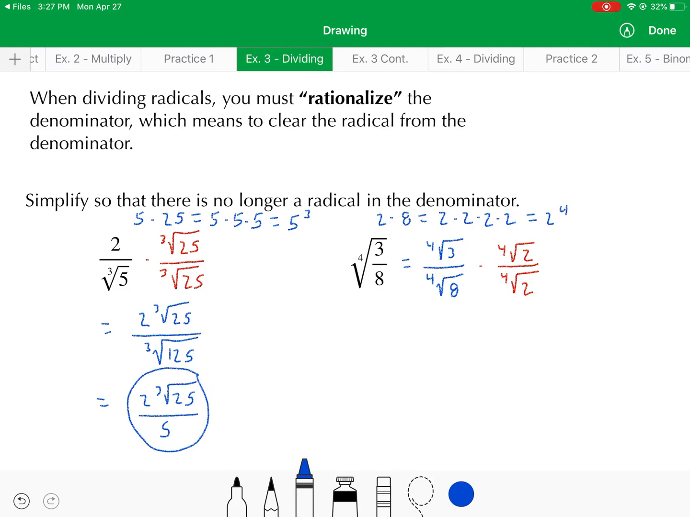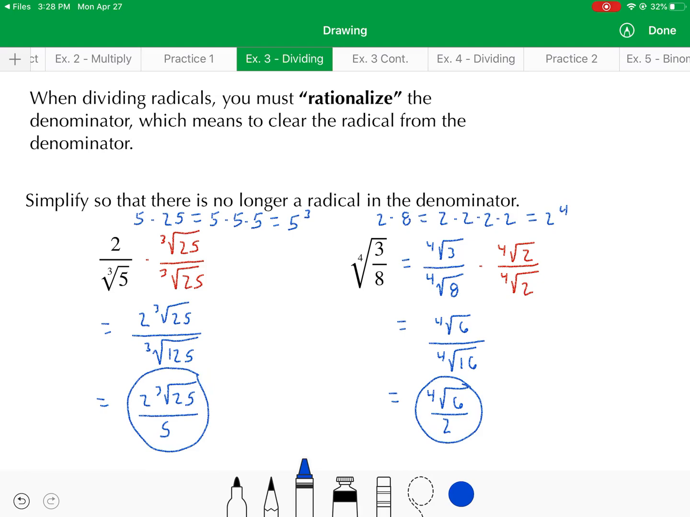Notice the index of the radical is 4. And that's going to clear then. All right, so multiplying 4th root of 3 times 4th root of 2, that'll give you 4th root of 6. Down below, 4th root of 8 times 4th root of 2, that'll give you 4th root of 16. Numerator will stay the same. Denominator will become 2. Now we are rationalized.